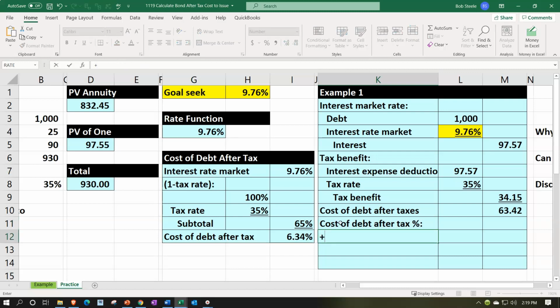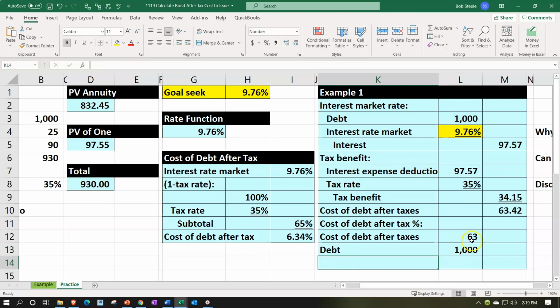calculating the cost of debt after taxes being that 63.42, comparing it to the debt face amount here that we have to pay at maturity, the 1,000, adding a couple decimals to the 63, numbers group, couple decimals, underlining, font group, and underline. And then this is going to be the cost of debt after tax percent.